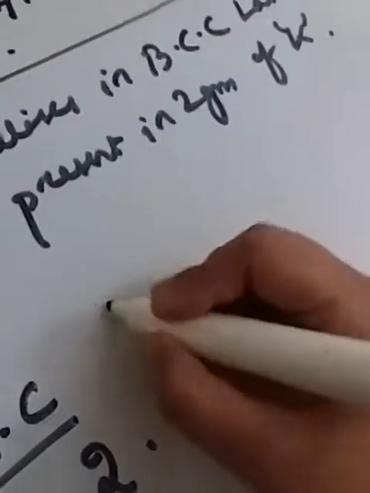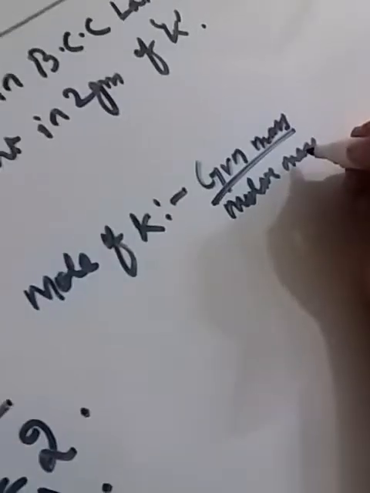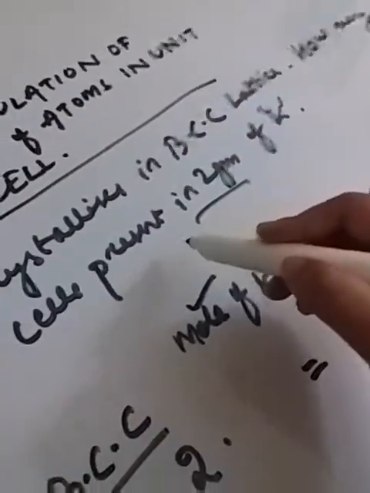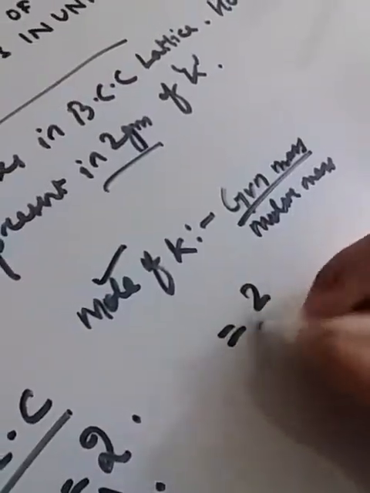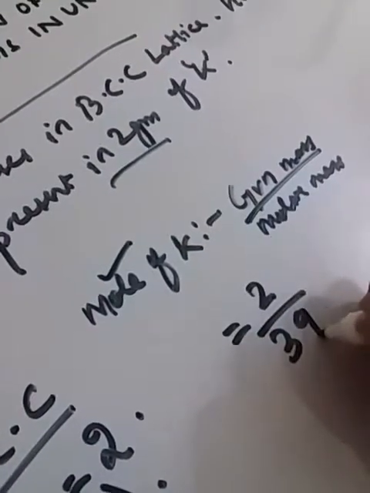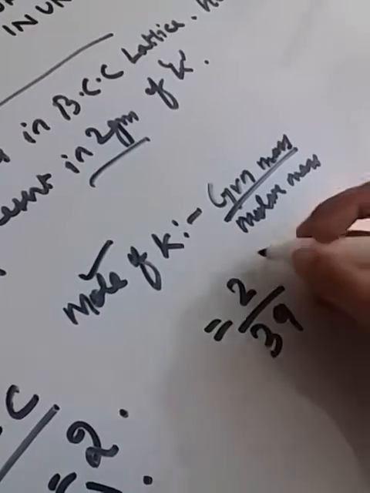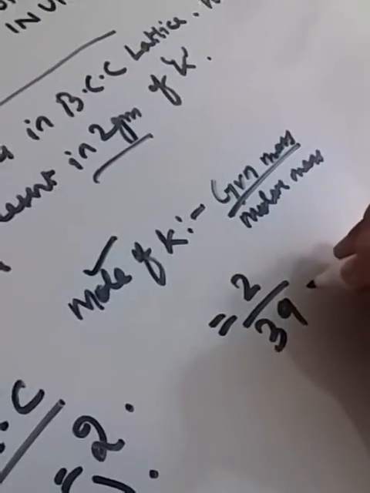Then take out the mole of potassium. The formula of number of moles is given mass by molar mass. Here given mass is 2 gram. How many unit cells are present in 2 gram of potassium? So 2 gram, and potassium molar mass is 39. Atomic number 19 and mass number 39. So mole of K is 2 by 39.